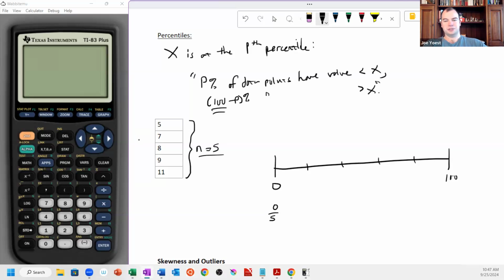I note that 0 is 0/5 and 100% is 5/5. Each of these tick marks is just going to tick up 1/5. 1/5, 2/5, 3/5, and 4/5. Or these will be at 20%, 40%, 60%, and 80%. These are all percents up here.